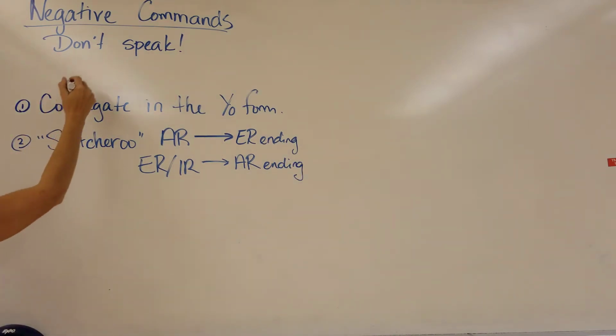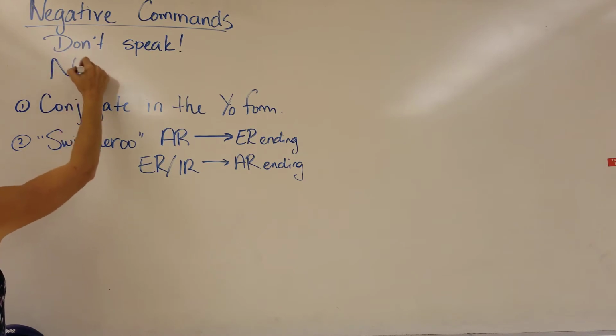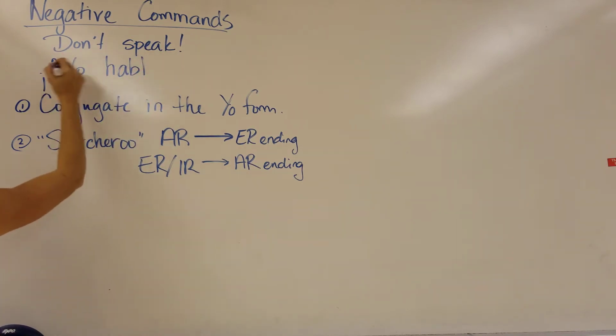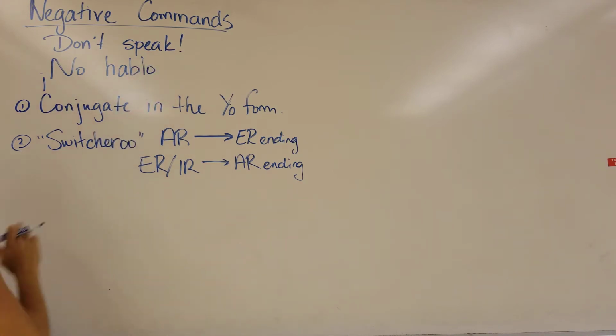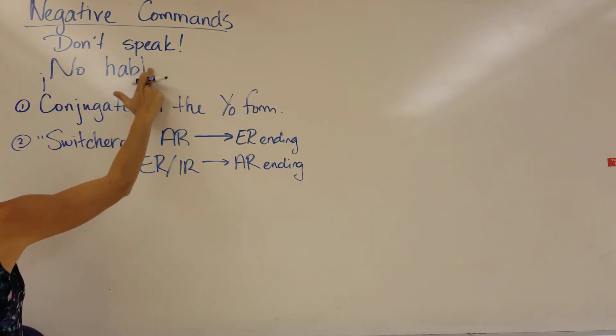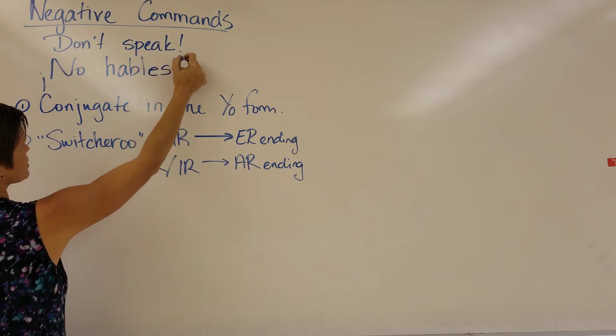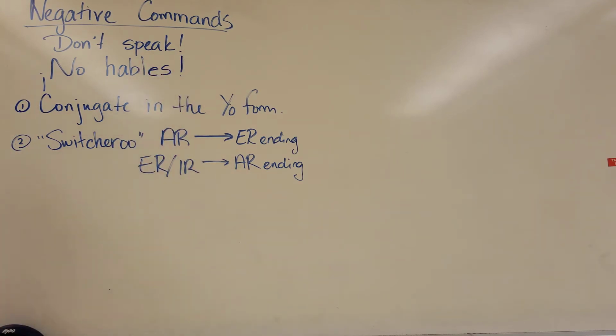In the case of don't speak, if I put it in the yo form, no hablo, then I'm going to do my switcheroo. It was an AR verb, so I'm going to put an ER ending on it and say, no hables. That's how we do the negative command. And it's almost unnecessary to do the first step for a verb like this, because we could have just gone straight to the switcheroo.